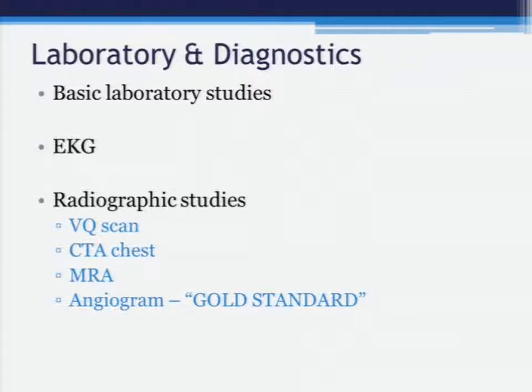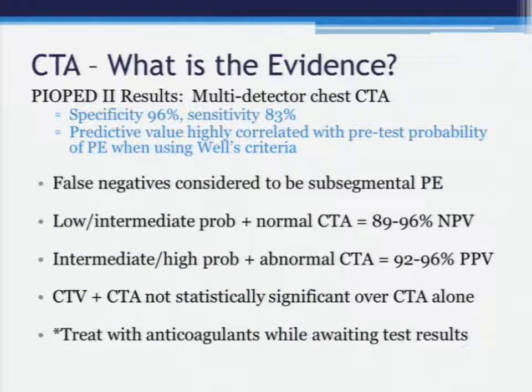Now, we all remember from PA school and NP school that pulmonary angiogram is considered the gold standard for diagnosing, but we will find that CTA of the chest is actually fairly good for ruling out PEs and has a negative and positive predictive value that's pretty close to angiograms. So that's now considered the standard of care. So CT angiogram, what's the evidence?